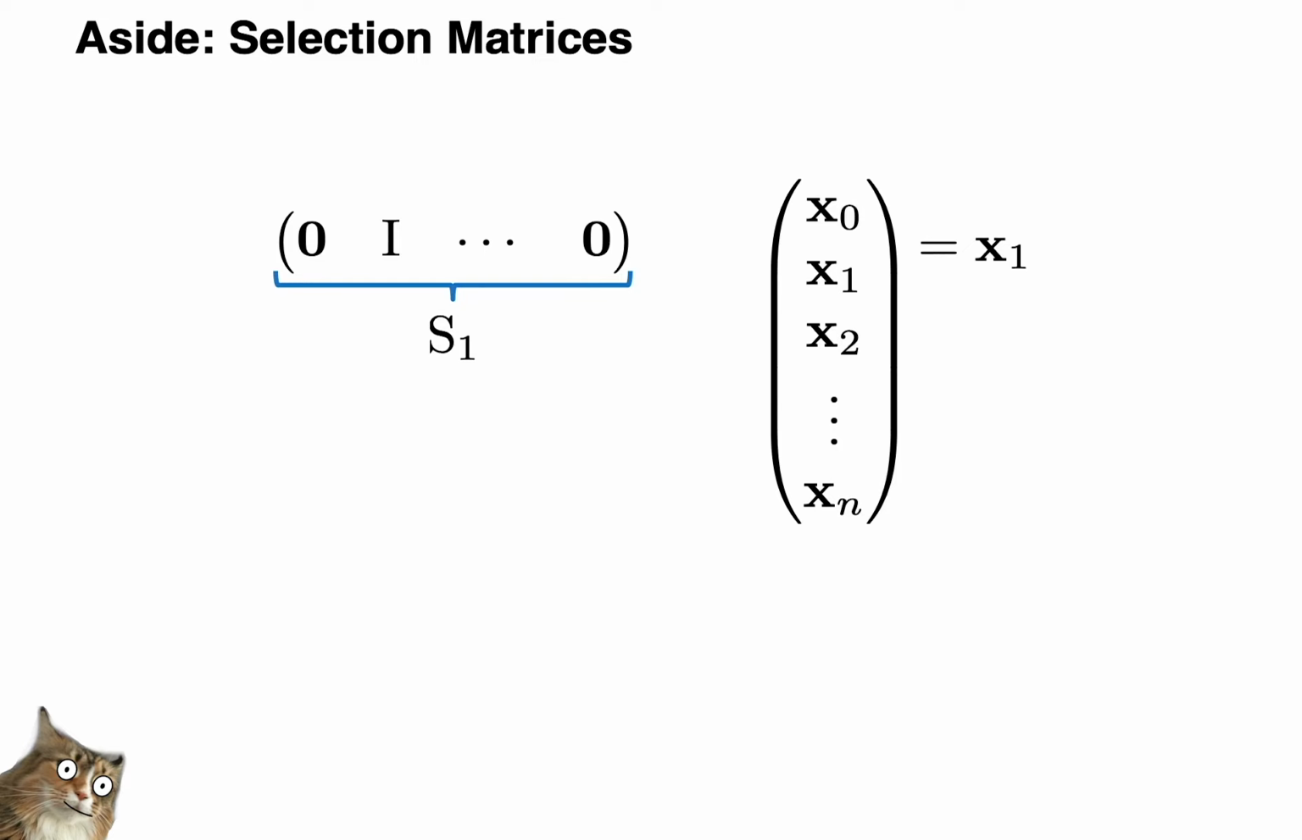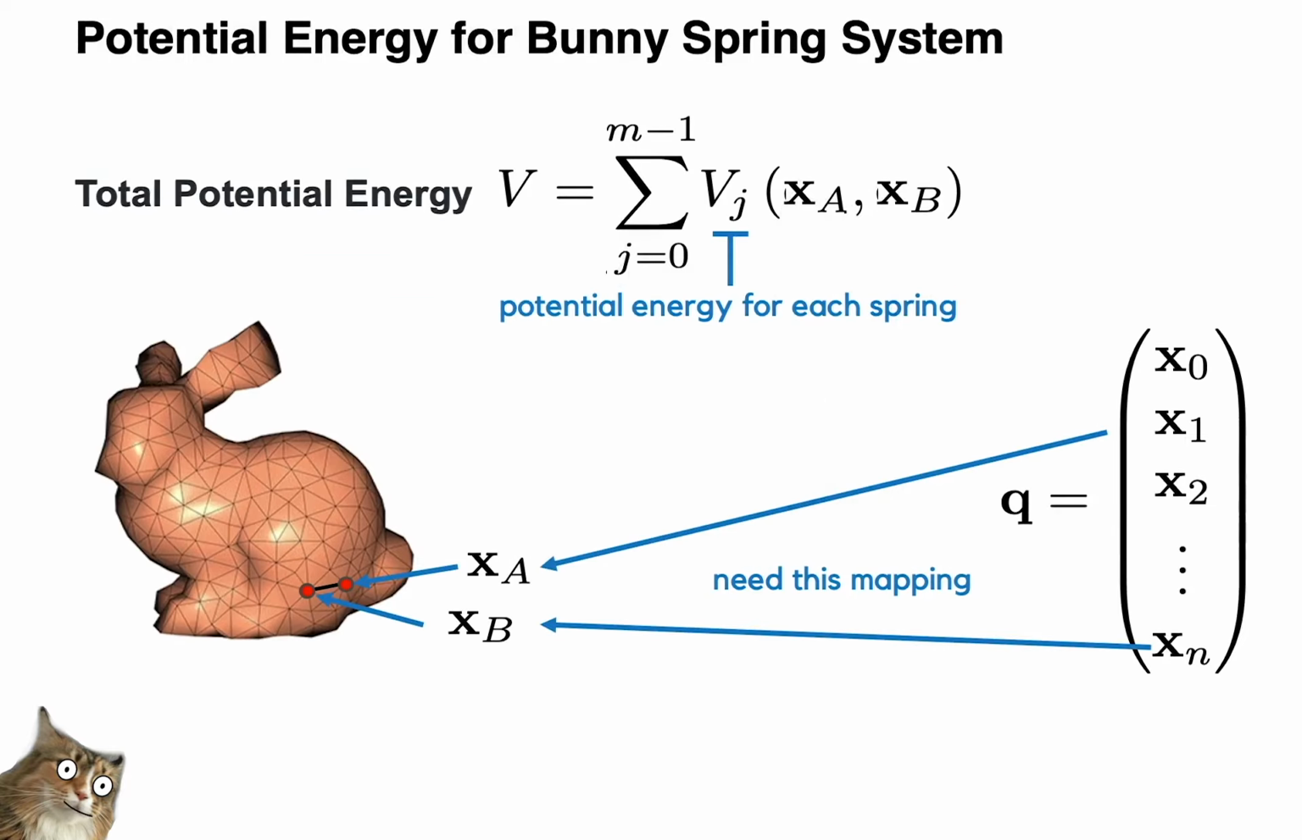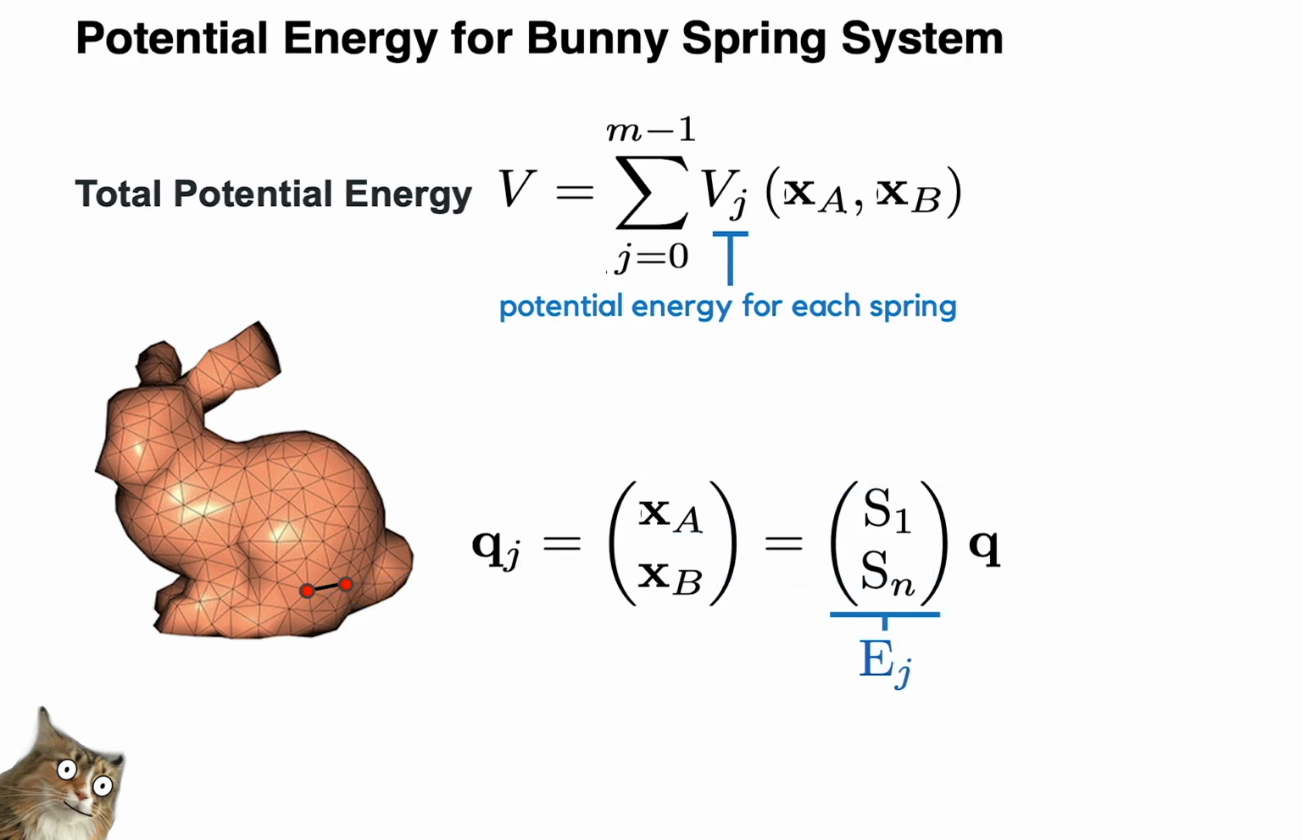Okay, with selection matrices in hand, we can return to our potential energy derivation. So let's do it. The key observation is that we can compute x sub a and x sub b by just selecting them from our giant q vector. We can formalize this using selection matrices to pick the correct vectors from q.